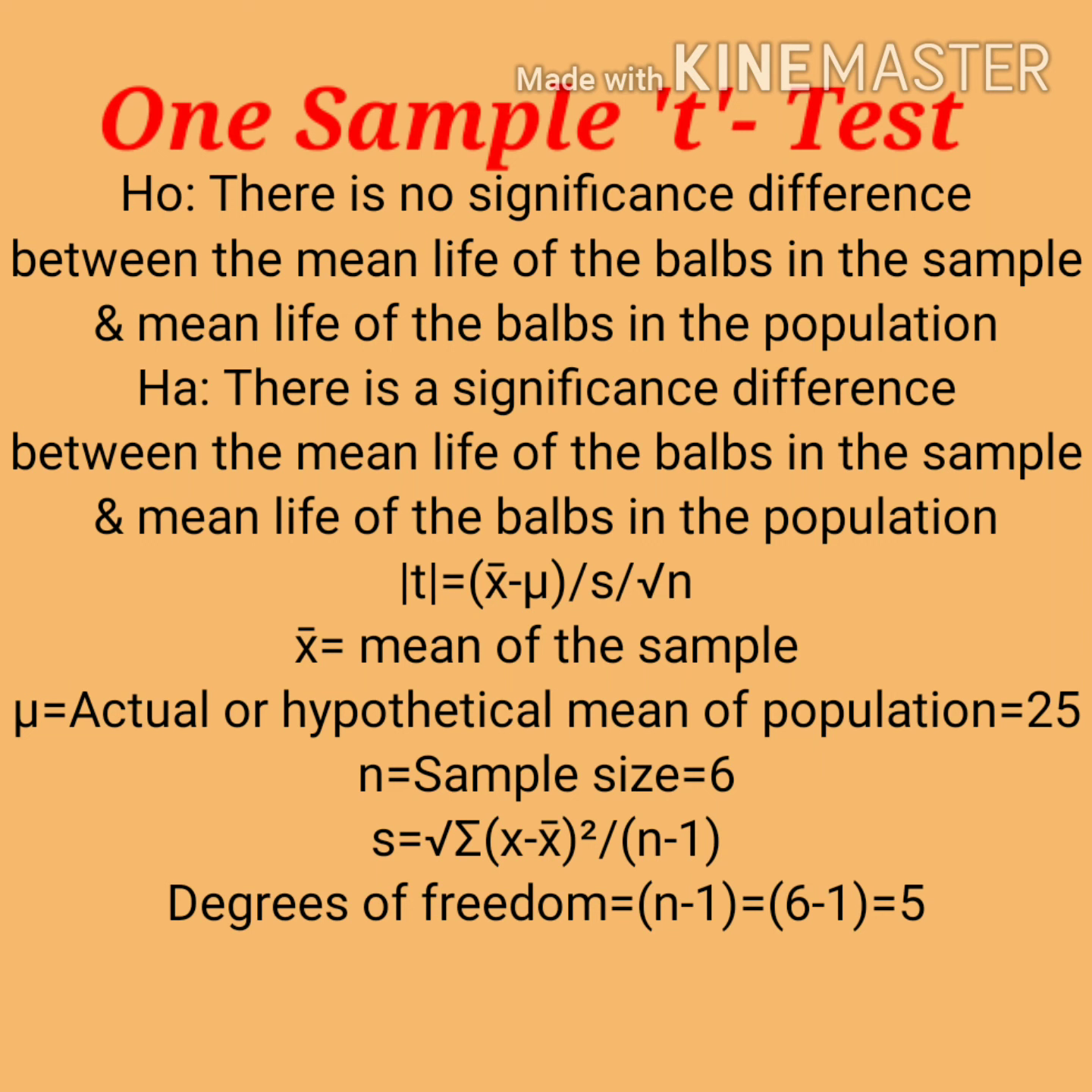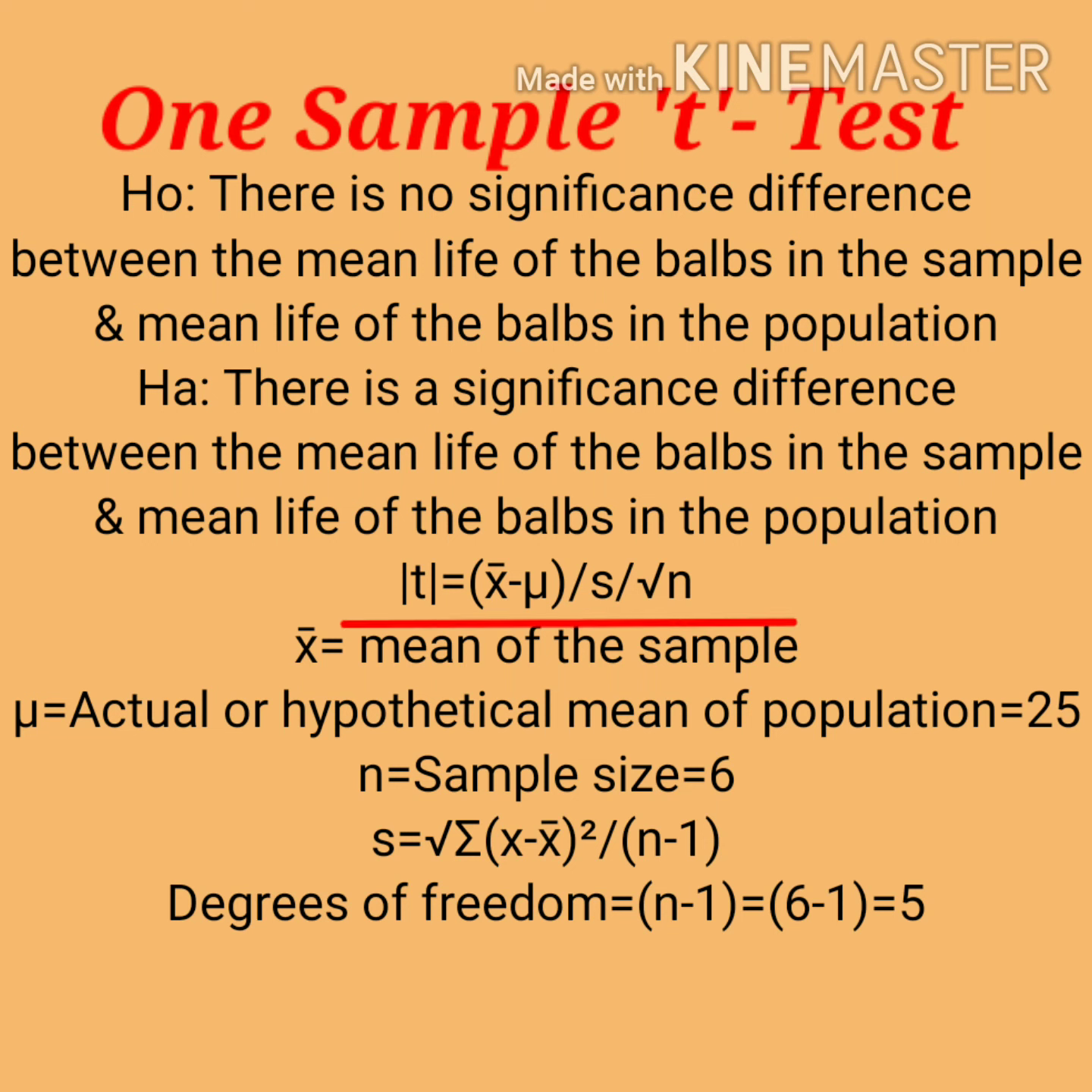So here the null hypothesis will be, there is no significant difference between the mean life of the bulbs in the sample and the mean life of the bulbs in the population. Obviously the alternative hypothesis will be, there is a significant difference between the mean life of the bulbs in the sample and the mean life of the bulbs in the population. So as it is a one sample t-test, we should write down the formula of t. So t equal to x bar minus mu divided by s divided by root over n.